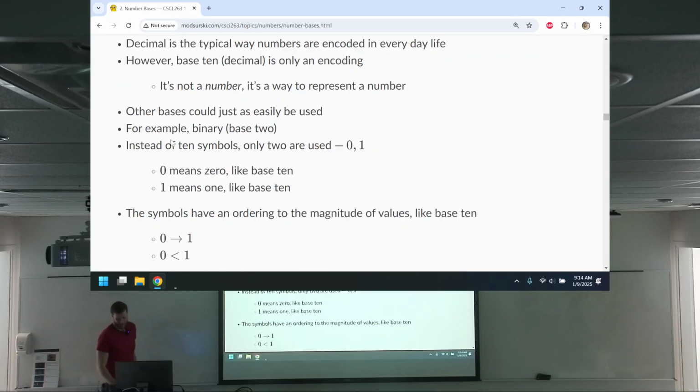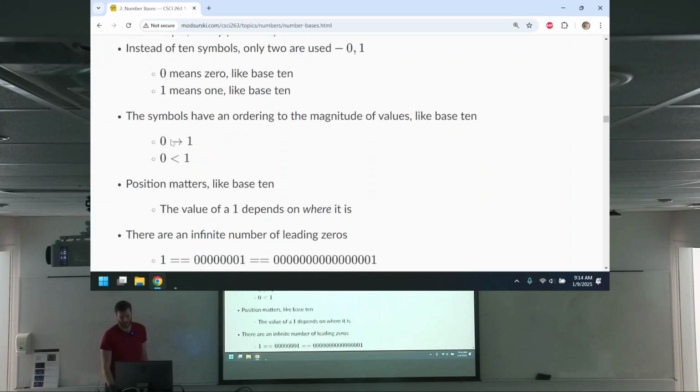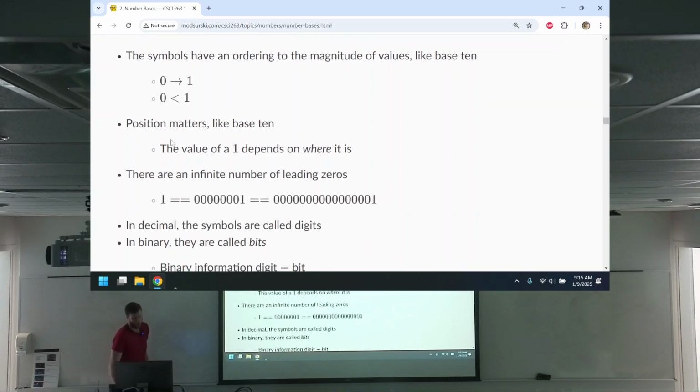So these symbols have an ordering and a magnitude, like with the decimal numbers. And the position matters, just like in base 10. The meaning of the value of 1 depends on where it is. And there are an infinite number of leading zeros. 1 is equal to 0, 0, 0, 0, 0, 0, 0, 1, and 0, 0, 0, 0, 0, 1, right? There's an infinite number of leading zeros. All of those same rules apply.